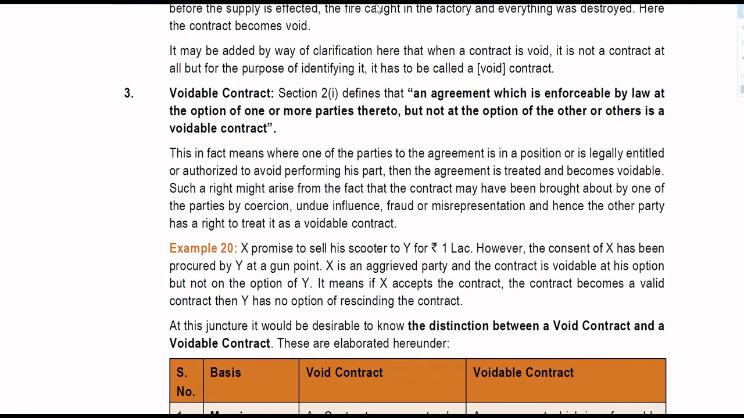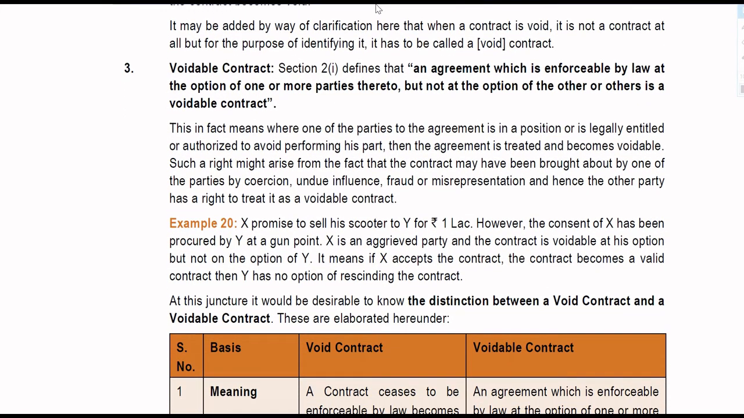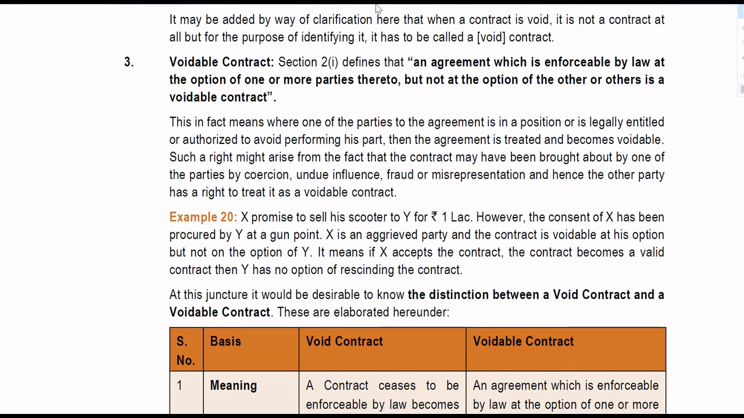Such a right might arise from the fact that the contract may have been brought about by one of the parties by coercion, undue influence, fraud, or misrepresentation, and hence the other party has the right to treat it as a voidable contract.